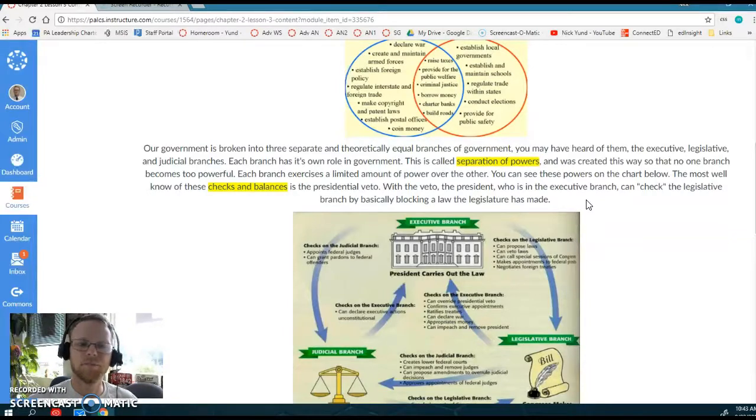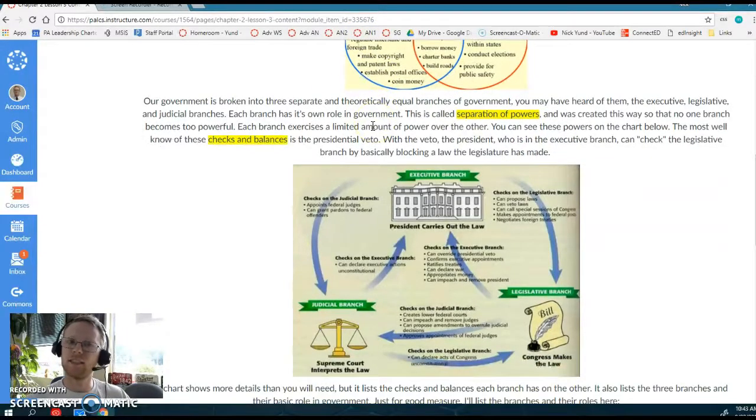How do they stay equal? You have this thing called checks and balances. Basically, each branch has a little bit of a hand in the other branch's business, so they're always keeping each other in check. That's why it's called checks and balances. That's how they stay equal. The most popular of the checks and balances is probably the presidential veto, where Congress will make a law, and then the president doesn't like it, he can veto it, and then it goes back to the Congress, and they can override the veto with a more significant majority.